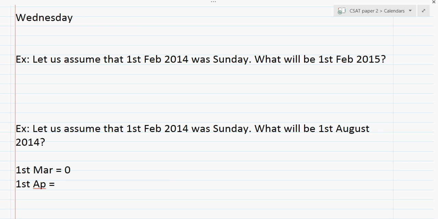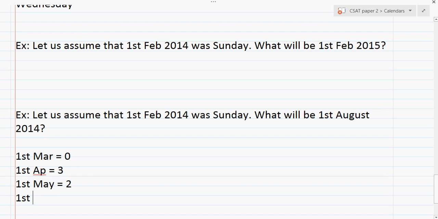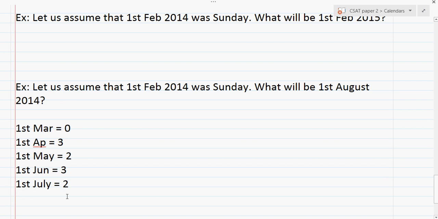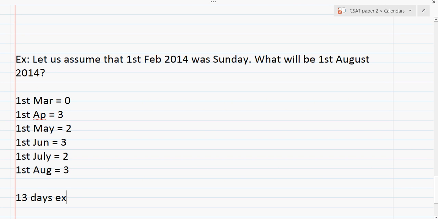March has 31, so 3. For May it would be again 2. So to reach, let's say, 1st May, we have to add 2 extra, then 1st June we have to add 3 extra, 1st July again we have to add 2 extra, then 1st August we have to add 3 extra. So how many extra things are we adding? 0 plus 3 plus 2 is 5, plus 3 is 8, plus 2 is 10, plus 3 is 13, right? So 13 days extra plus few complete weeks.